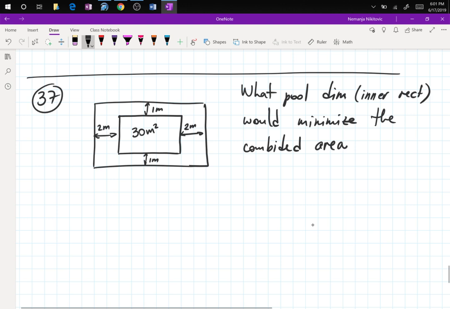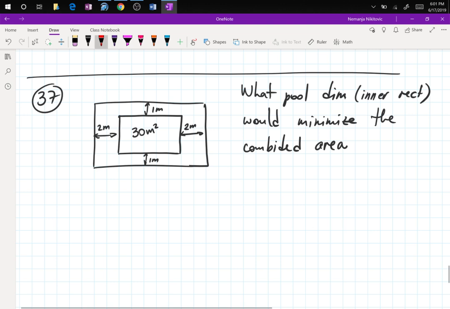Now, why do you want to minimize combined area? Yes? The less area you have to build, the more money you're going to save. Yeah, how are you saving the money? It costs money to get tiles. To get the concrete. Yes, no, the concrete. Because you are looking to minimize the entire area. Minimizing the entire area, right, you have technically saved on the amount of concrete that you are putting around the pool, and that costs money. Good.